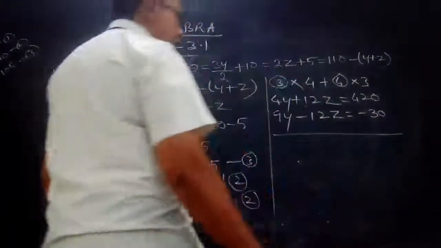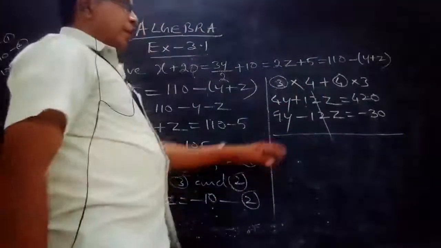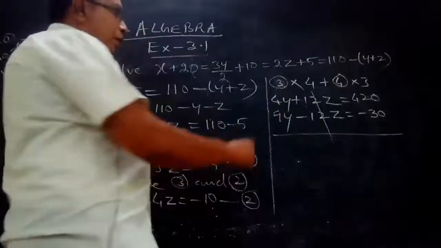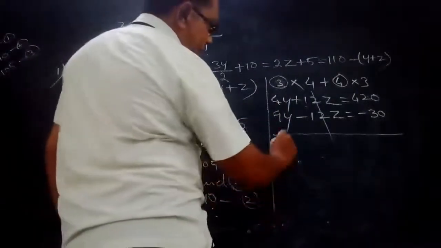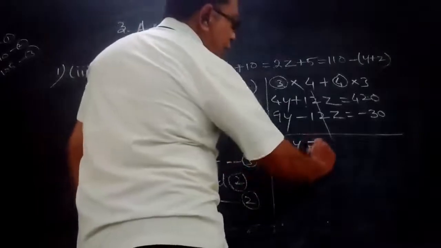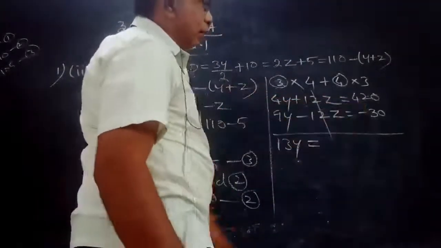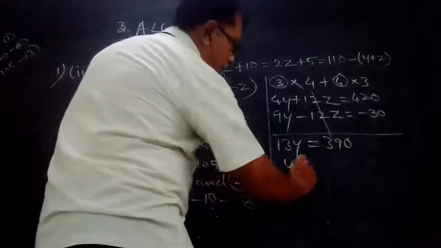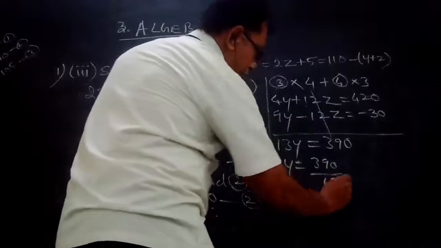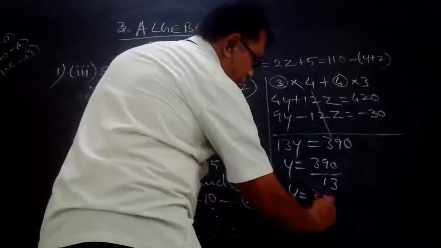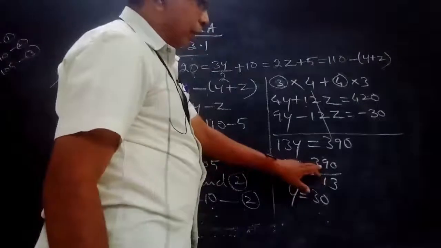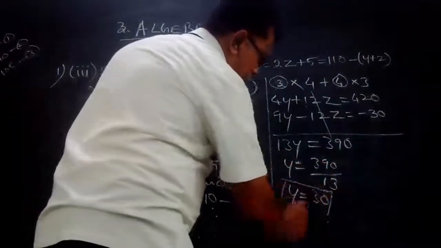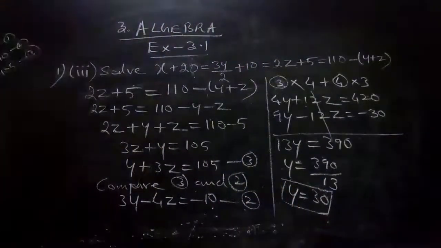Therefore, we add both equations. These are like terms with only the sign different, so they cancel. 4y plus 9y gives 13y, and 420 minus 30 gives 390. Therefore y equals 390 divided by 13. 13 into 39 is 3 times, add the 0, so y equals 30.